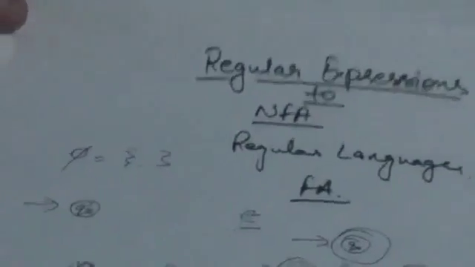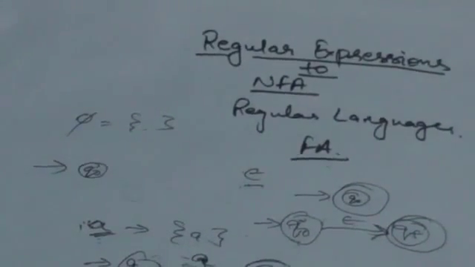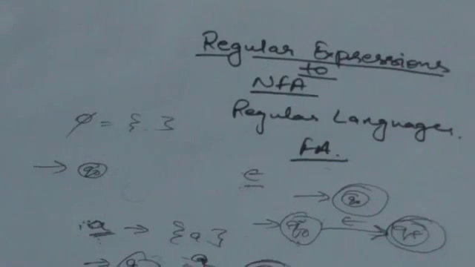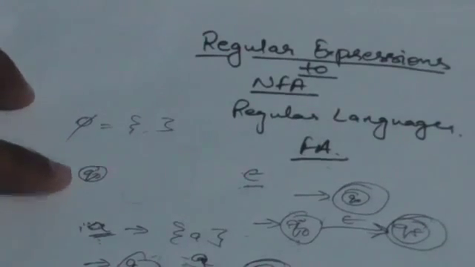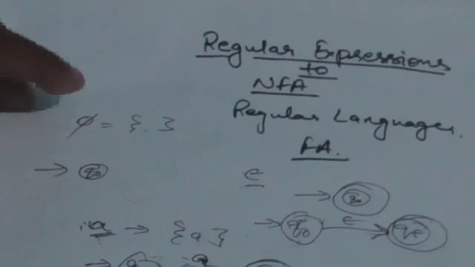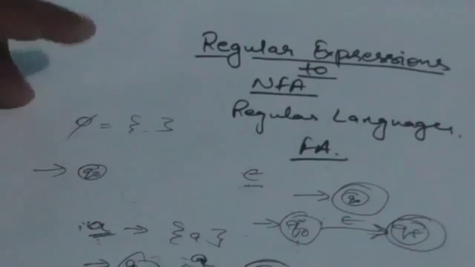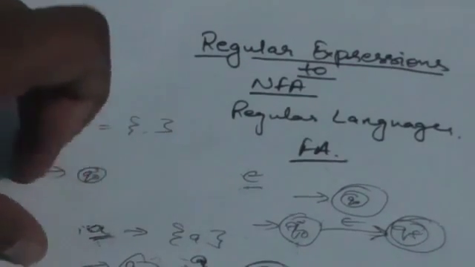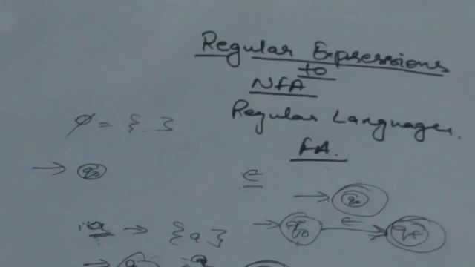Now, second regular expression is phi. The regular set corresponding to this regular expression is this one, a set with no element. Now this finite automata accepts the language represented by this regular expression. Right? Here in this automata there is no final state. It means this finite automata will not accept any string because here there is no final state.